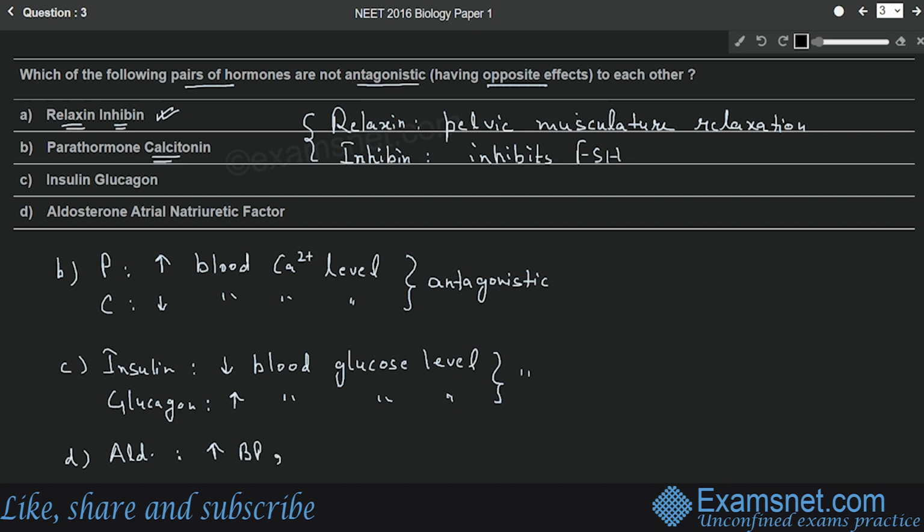And the other one, that is arterial natriuretic factor, that is ANF. What does it do? It has the opposite effect, that is it decreases the blood pressure. So again these two are antagonistic to each other. That means except the first one, all three are antagonistic to each other. So according to this question, the correct option will be option number A.